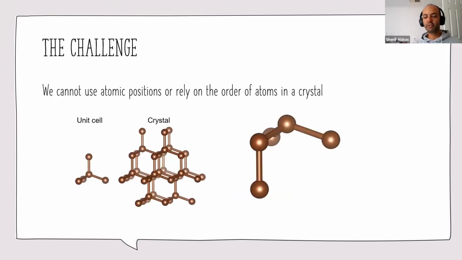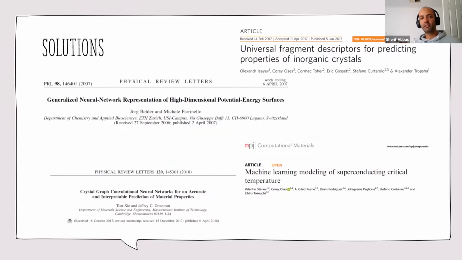So many different solutions have been proposed in the literature, such as generalized neural network representation using symmetry functions, the PLMFs, and the CGCNNs, which use graph networks coupled with convolutional neural networks to describe materials, a scalable way to describe materials. And by the way, this has been really hot in the literature for many reasons.